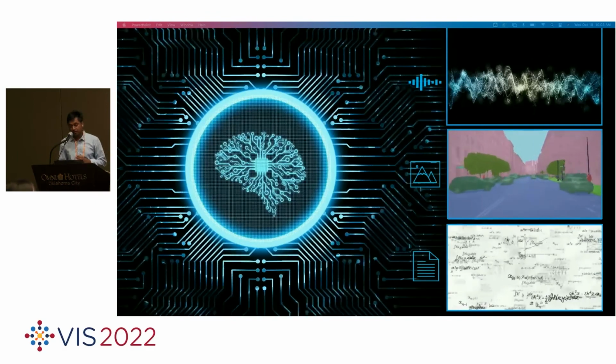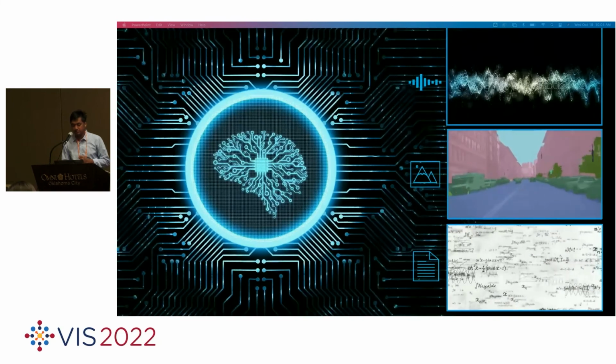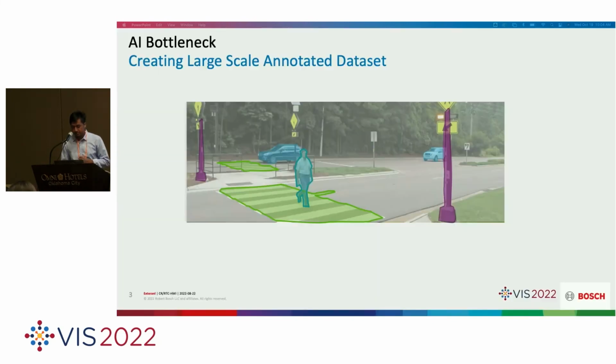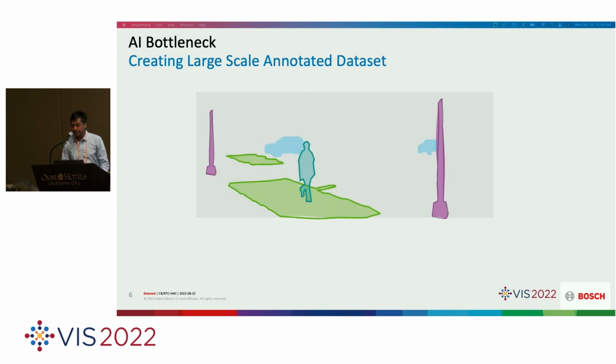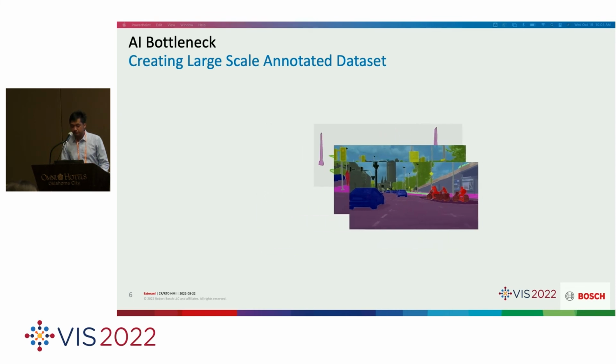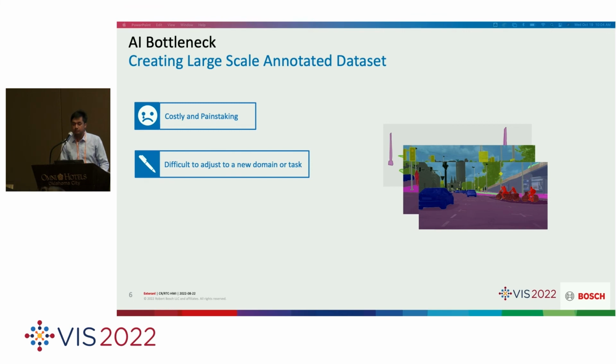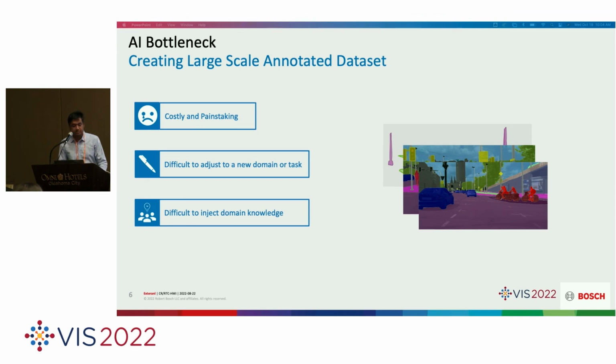The bottleneck of today's AI systems is the lack of large-scale data with low effort levels, not models. For example, to train an image segmentation model, we need fine-grained annotation on every pixel. Obtaining such fine-grained annotations on a large-scale image dataset is costly and painstaking. Moreover, once assembled, it is difficult to adjust the data to a new domain, task, or objective. It is also difficult to inject newly discovered domain knowledge into the data.